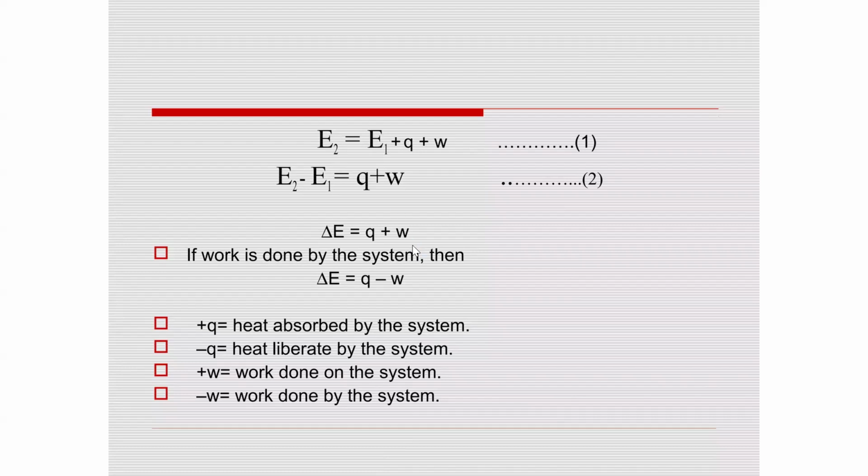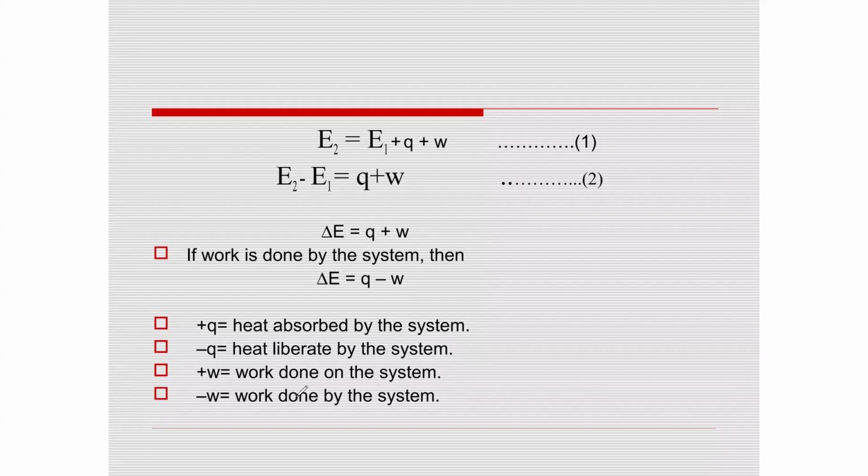So now let's look at these different conditions. We have plus Q, that is positive quantity of heat, when heat is absorbed by the system. But if heat is liberated by the system, if it's the system that releases the heat outside, then it's minus Q. And if there is work done on the system, then we have plus W. And if the work is done by the system, we have minus W.